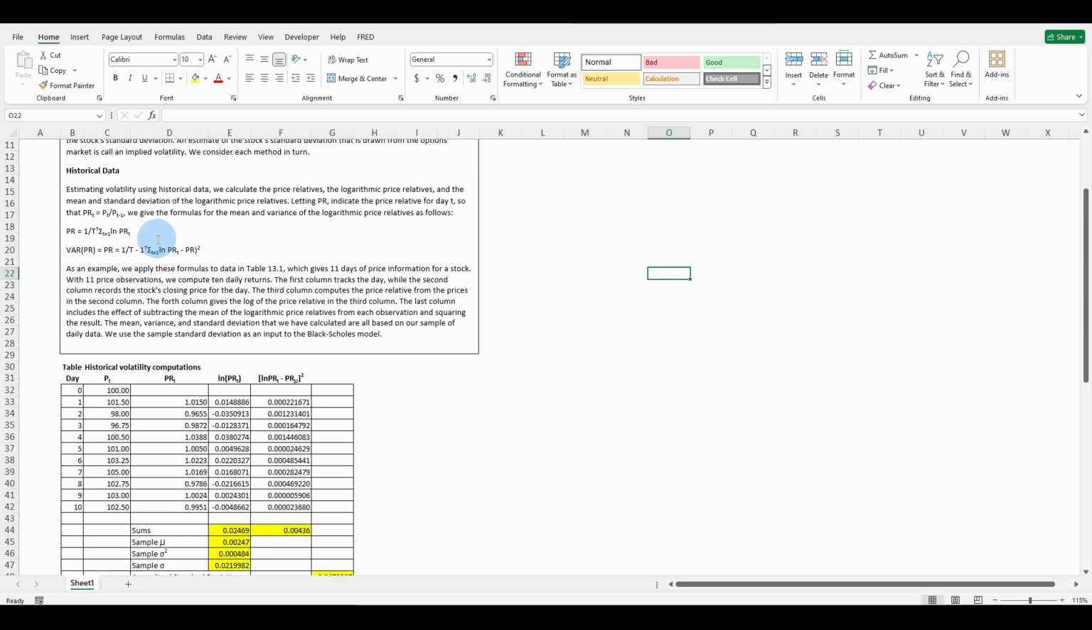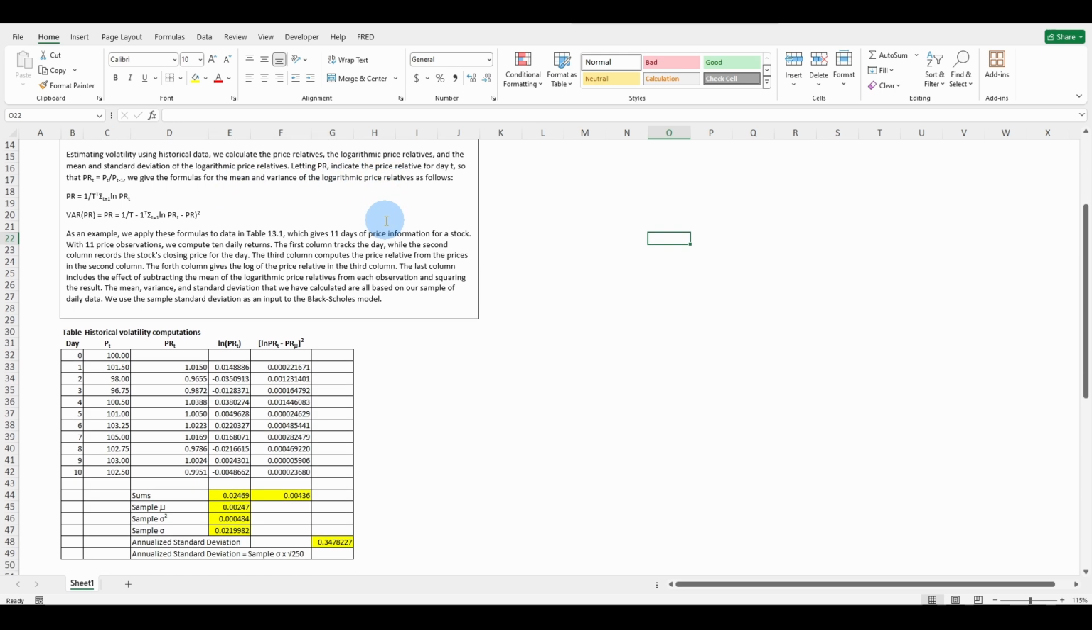Historical data. Estimating volatility using historical data, we calculate the price relatives, the logarithmic price relatives, and the mean and standard deviation of the logarithmic price relatives, letting P of R indicate the price relative for date T, so that P of R is equal to P of T divided by P of T minus 1. We give the formulas for the mean and variance of the logarithmic price relatives as follows.